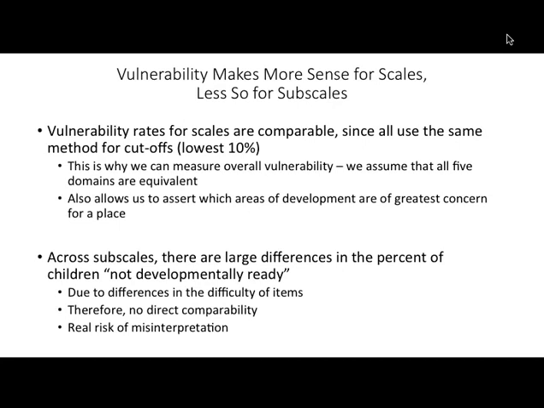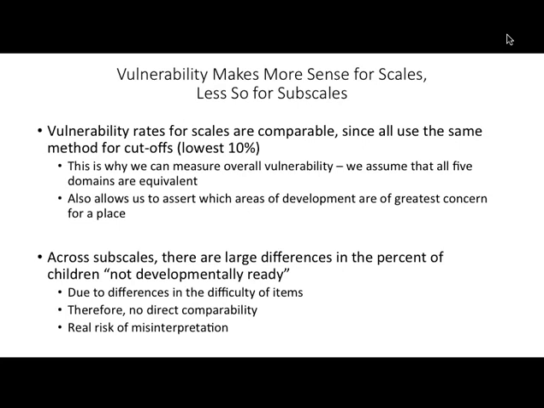The idea is that if you're vulnerable on one scale, it's the same thing as being vulnerable on another scale. So when we look at whether a child is vulnerable on one or more scales, it doesn't matter which scale they're vulnerable on, they're all interchangeable or equivalent, because they're all based on finding the lowest 10%. That's how we've always done it, and that's how vulnerability rates continue to be done. And that way we're able to compare, for instance, one area of development with another.